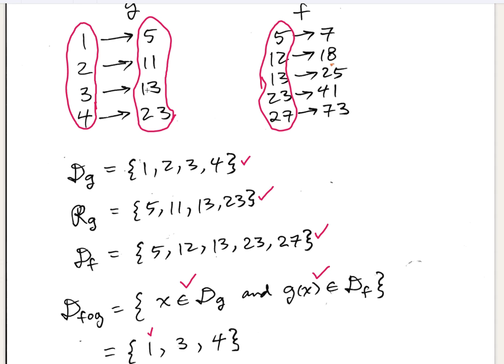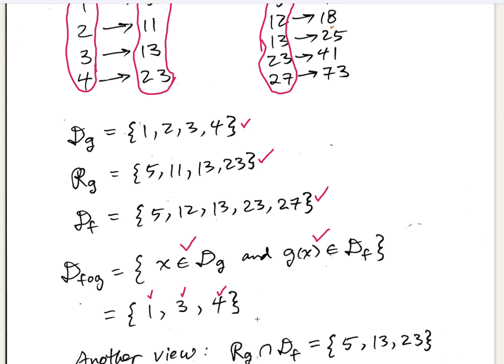How about 3? g of 3 is 13. Is 13 an element of the domain of f? It is. There it is. So we will include 3. 4 points at 23, and 23 points at 41 over here. So indeed, 4 will also be included here. So that would be the domain of the composition.